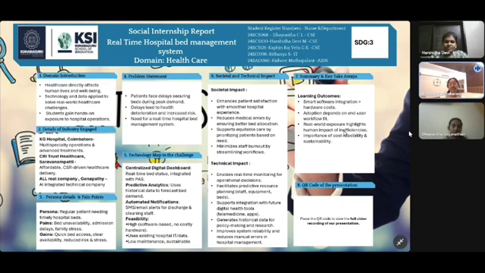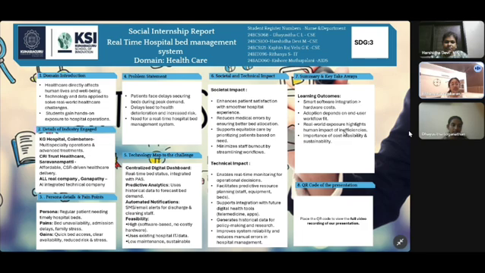The domain that we've chosen is healthcare. Let's look at the domain introduction. Healthcare directly affects human lives and well being. Technology and data are applied to solve real world healthcare challenges. Students gain hands on exposure to hospital operations.